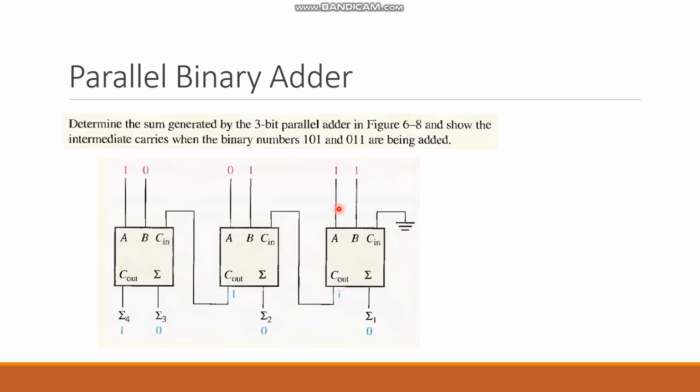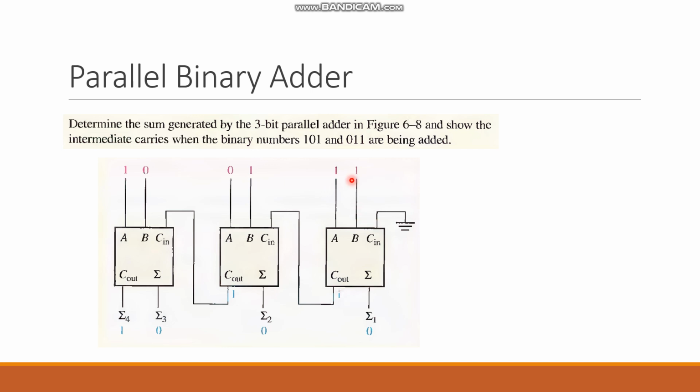This is going to be the least significant bit of the A, second least significant bit, most significant bit. So the least significant bit is 1, which is placed there. The second least significant bit is 0, placed there. The most significant bit is 1, placed there. For the B, 0, 1, 1: the least significant bit is 1, placed there. The second least significant bit is 1, placed there. And the most significant bit is 0, placed there. This is how we can place the numbers. And at the beginning, we don't have any carry in, so we connect it to ground. This ground means 0. That means the carry in is connected to 0.